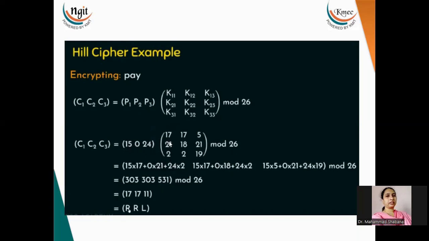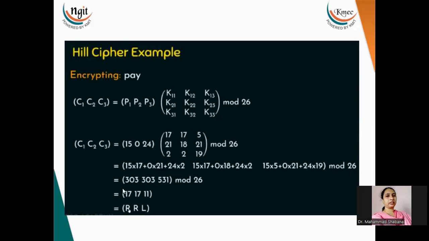second column, first row and second column: 15 into 17 plus 0 into 18 plus 24 into 2. And we are taking the row with the third column: 15 into 5 plus 0 into 21 plus 24 into 19. So we are taking it like this, mod 26.